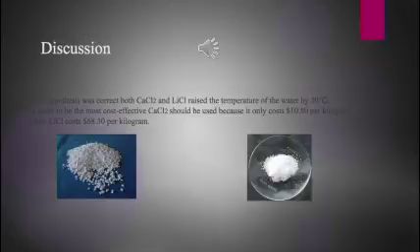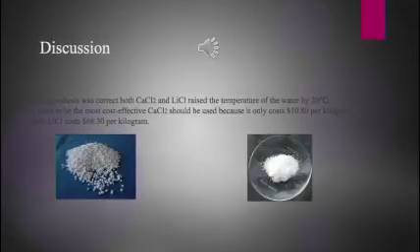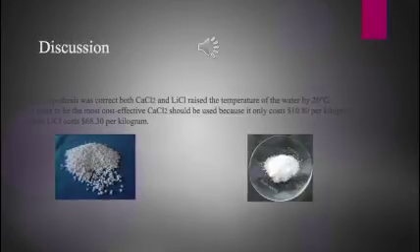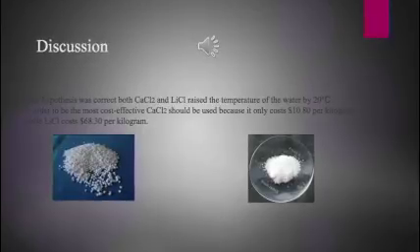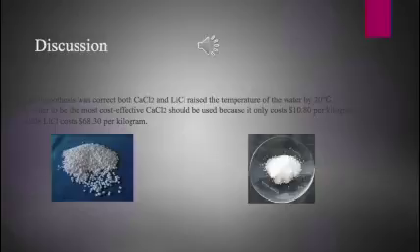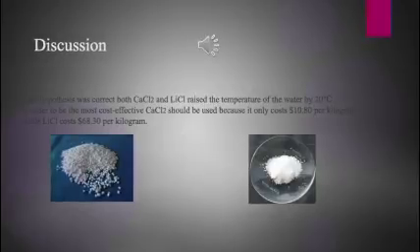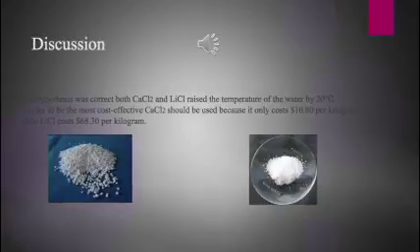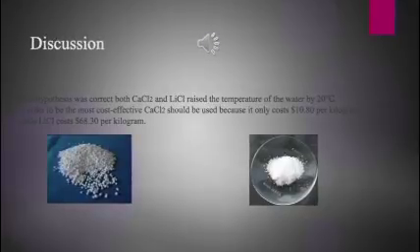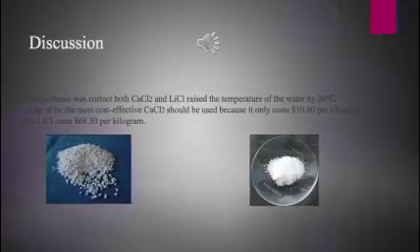As mentioned on the previous slide, our hypothesis was correct. Calcium chloride and lithium chloride raise the temperature of the water by 20 degrees Celsius. In order to be most cost effective, calcium chloride should be used because it only costs $10.80 per kilogram, while lithium chloride costs $68.30 per kilogram. On the left, we have a picture of calcium chloride, and on the right, we have a picture of lithium chloride.